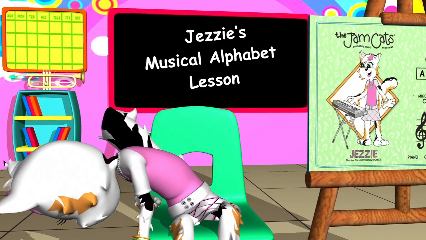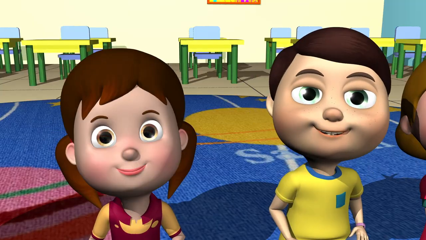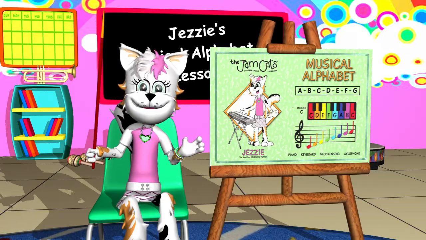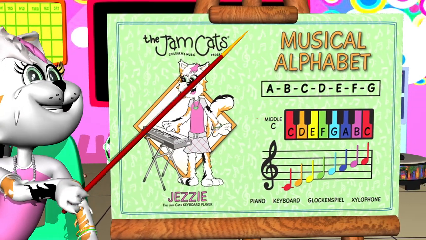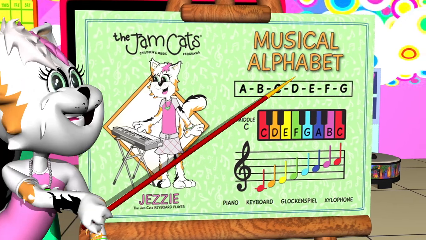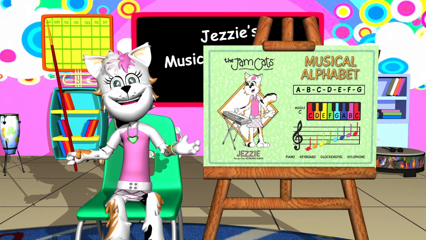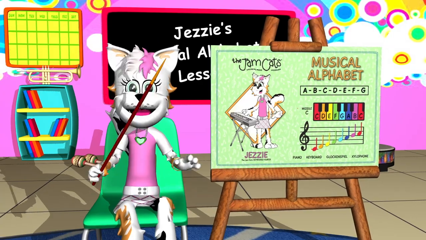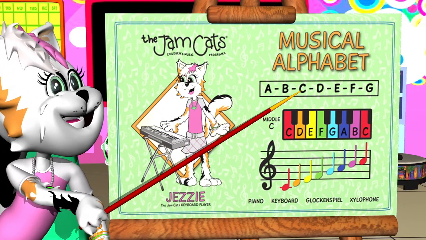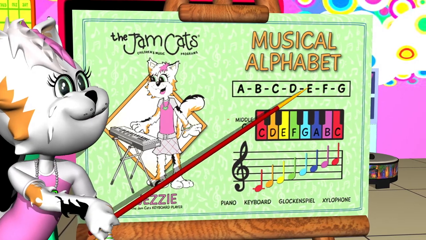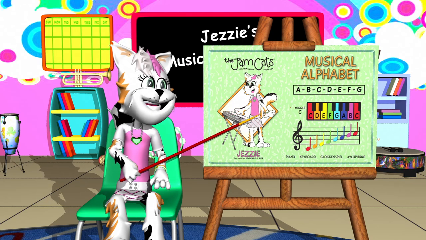All right, now everyone take a look at the music board over here. Here are the music ABCs. Do you see them? Yes, I do. Okay, now help me with the letters. Everyone say A, B, C, D, E, F, G. Awesome! These are the letters of the music ABCs. Okay, let's count the letters. 1, 2, 3, 4, 5, 6, 7. Great job! These are the seven letters in the music ABCs.